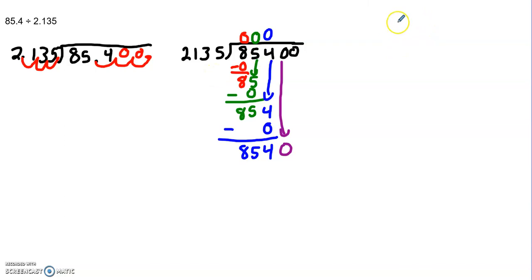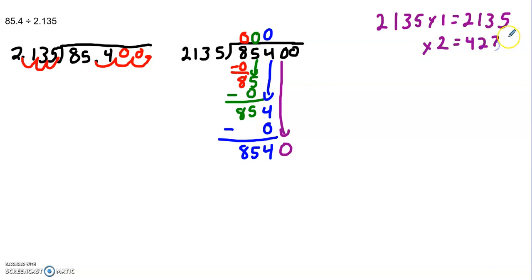But I'm not 100% on all of them. So let's just write my factors to the side. 2,135 times 1 is 2,135. If I multiplied it by 2, five plus 5 is 0. Carry the 1. 3 plus 3 is 6. Plus 1 is 7. 1 plus 1 is 2.